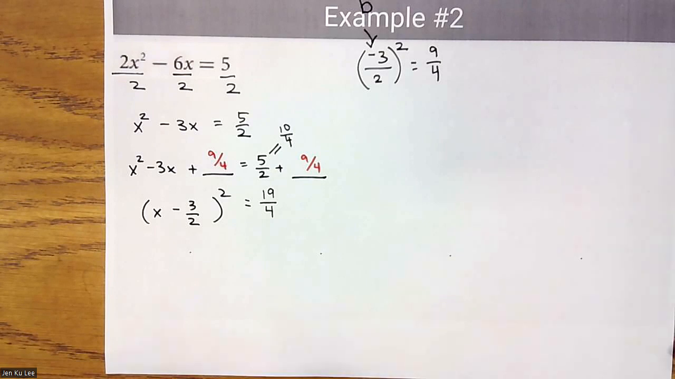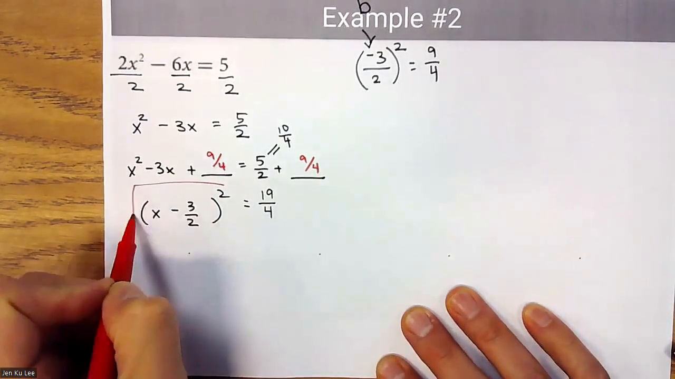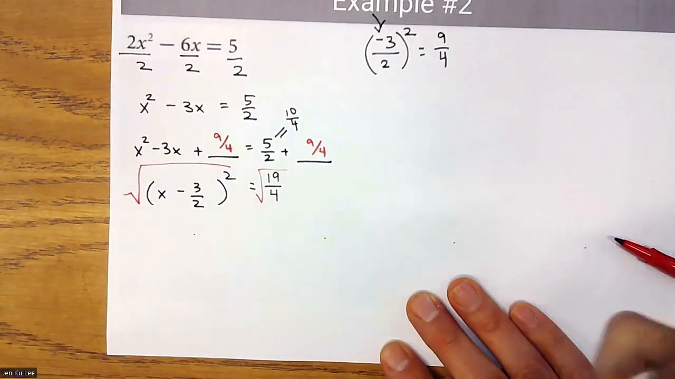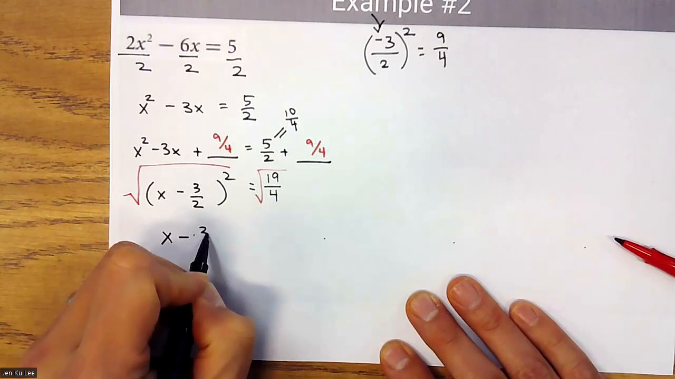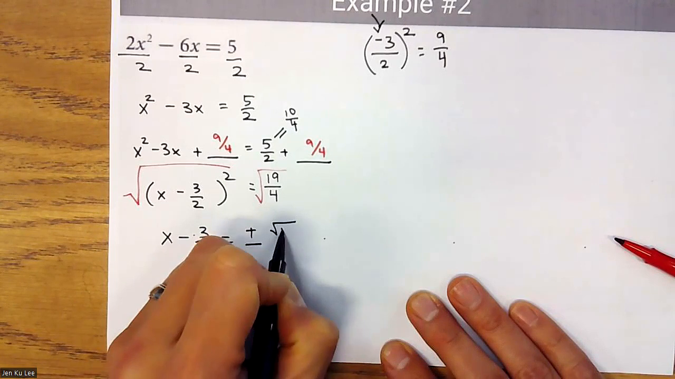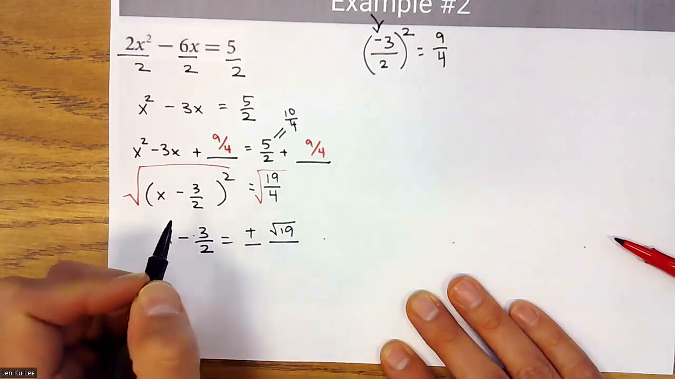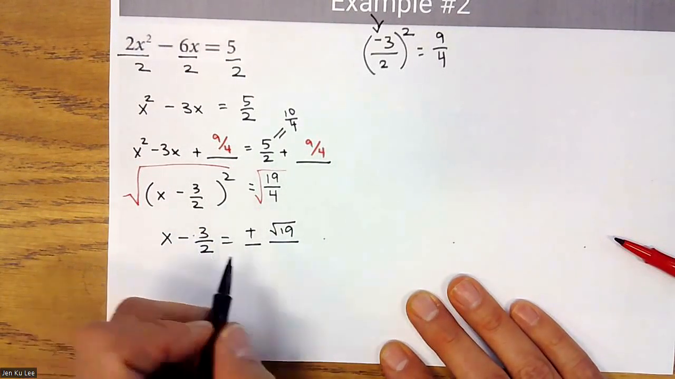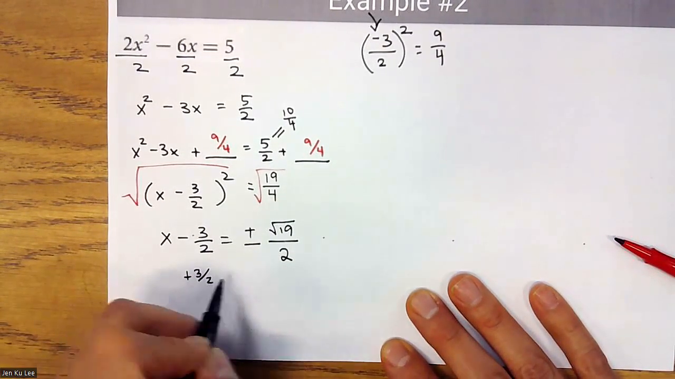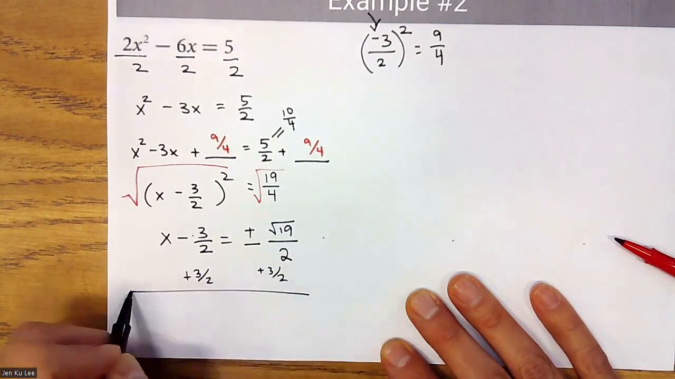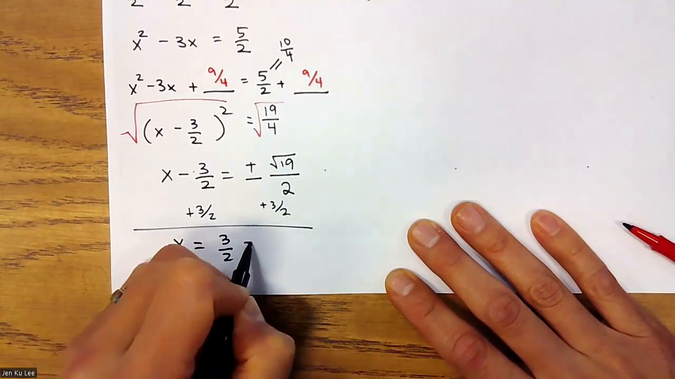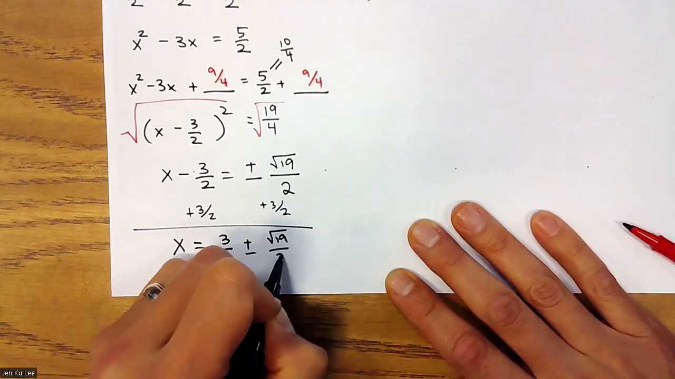Okay. So here, when I solve it, I'm going to square root it on both sides. So this becomes x minus 3 halves equals plus or minus square root of 19 over, what's the square root of 4? 2, right? And I'm going to add 3 halves to both sides. So we get x equals 3/2 plus or minus square root of 19/2.